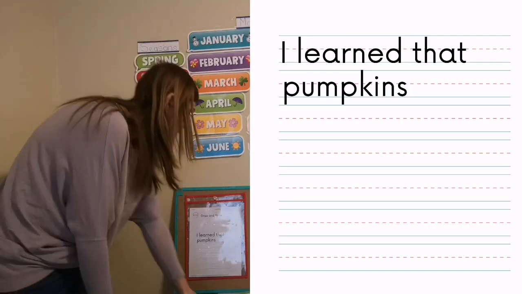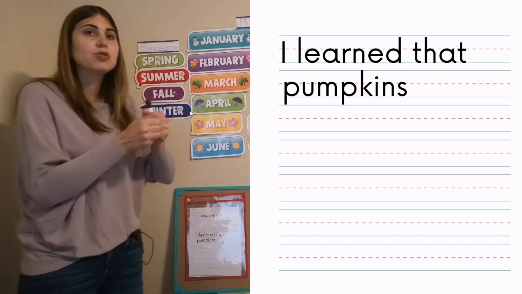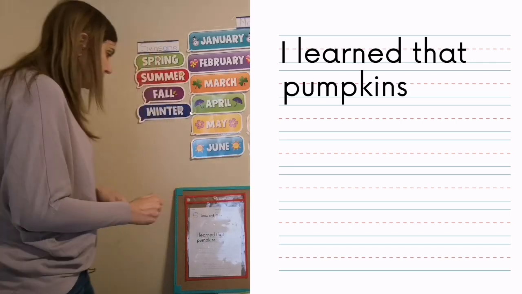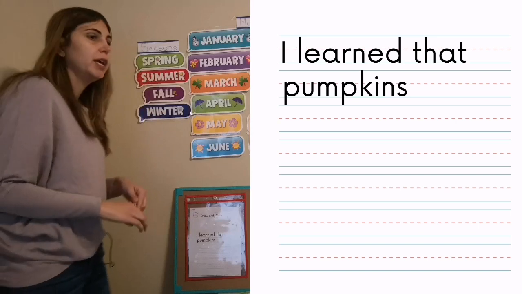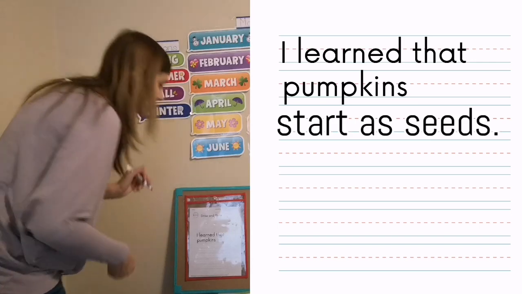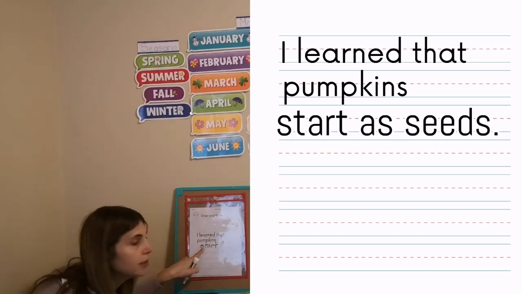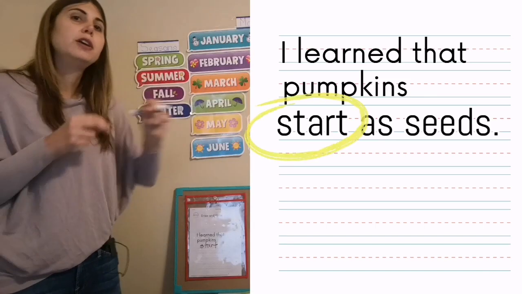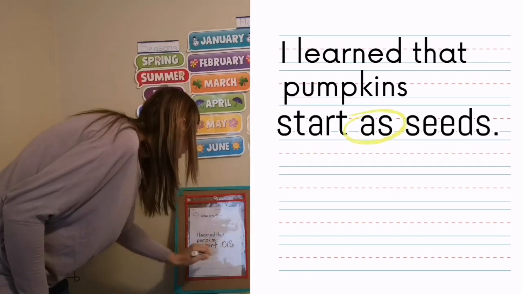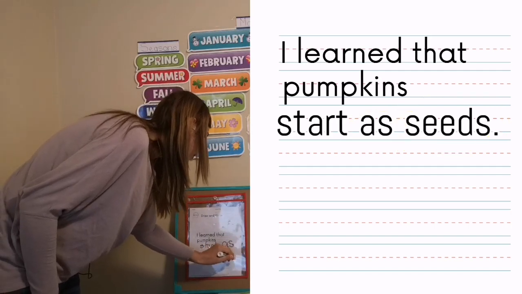So for writing, it is the opposite of reading. When we write, we want to stretch out our blended sounds, back out, so we can hear what sounds we had blended together. So it says, something I learned is that pumpkins start as seeds. So I would say art. See, I try to hear all the sounds when I'm writing. Art. As. Eed. End with a period.